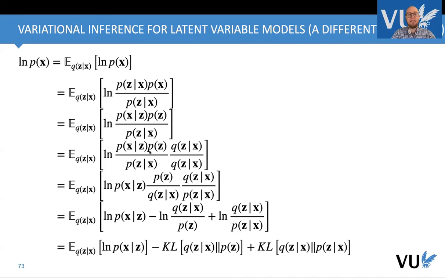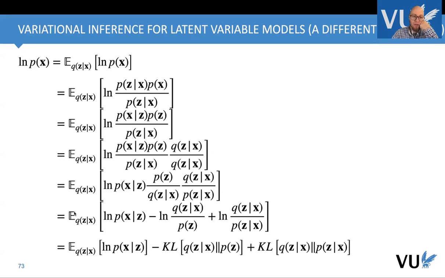Then we can multiply everything by 1 again, by multiplying by the variational posterior. Now we can rearrange a little bit: p of x given z stays alone. Then we have p of z divided by q of z given x, and we have q of z given x divided by p of z given x. Because everywhere here is multiplication, a product, we can apply log, and we get log of p of x given z, minus, because we flip the order, log of q of z given x divided by p of z, plus log of q of z given x divided by p of z given x.